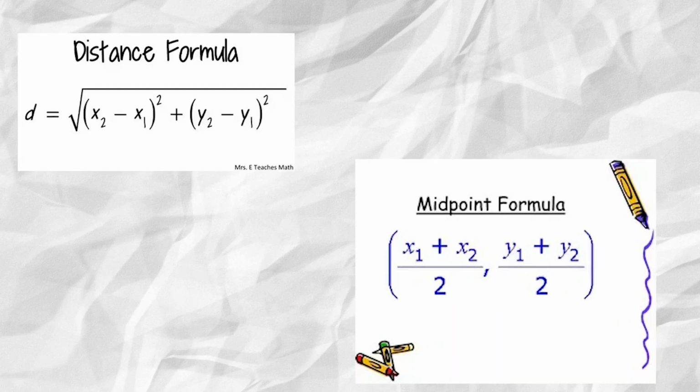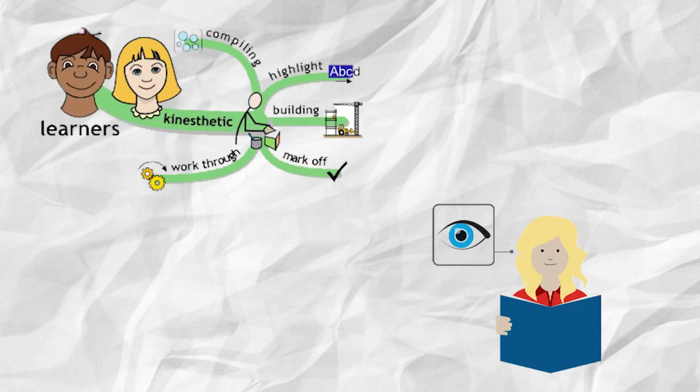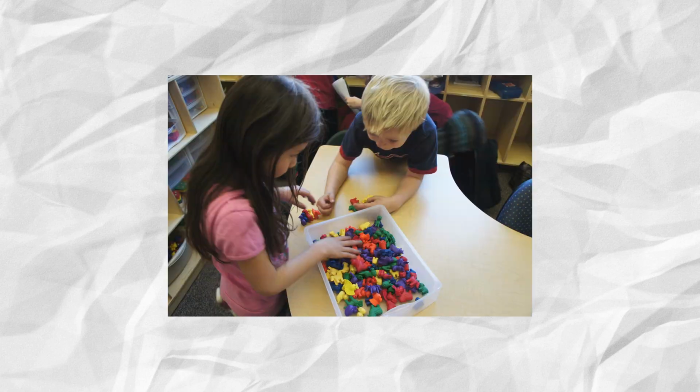The point of this activity is to have students do a hands-on activity that will allow them to get practice with the distance and midpoint formulas. This type of activity will especially help students who are kinesthetic and visual learners. Now the students have gone through a hands-on activity to get more practice with the distance and midpoint formulas.